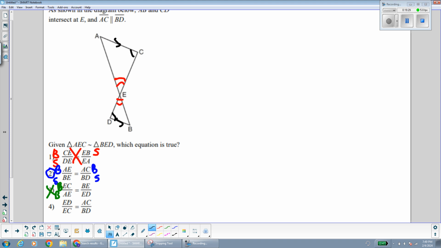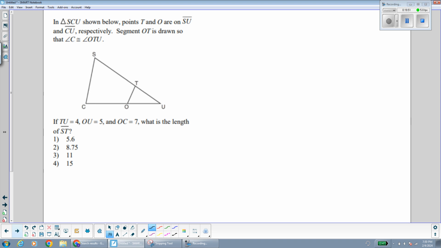And answer choice 4, ED is from the small triangle. EC is from the big triangle. Let's see if these correspond. Second and third letters, good so far. So this side should also be small over big. But already I see AC is from the big triangle. That is not correctly set up.